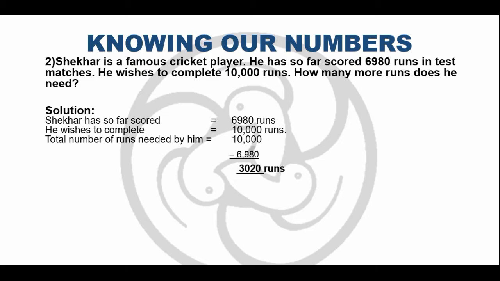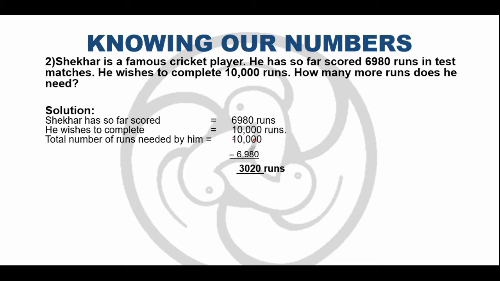So Shekhar has so far scored 6,980 runs. He wishes to complete 10,000 runs. So the total number of runs needed by him equals 10,000 minus 6,980. So 0 minus 0, the answer is 0. Then 8 cannot be subtracted from 0, so you have to borrow one from the previous number. That number is also 0. So again you have to borrow 1 from the previous number, that number is also 0.